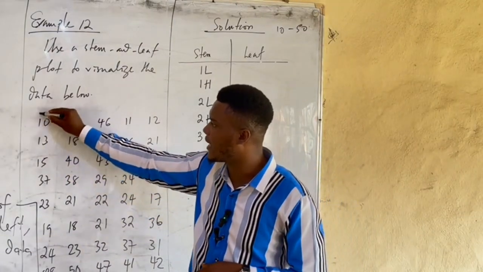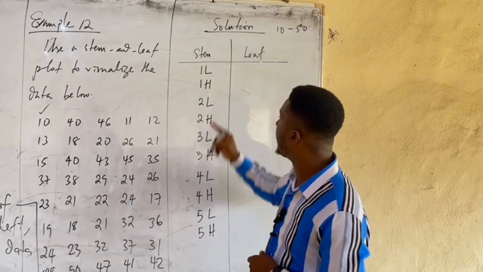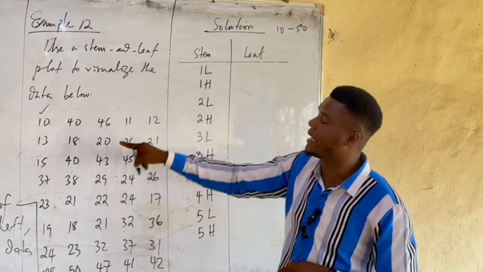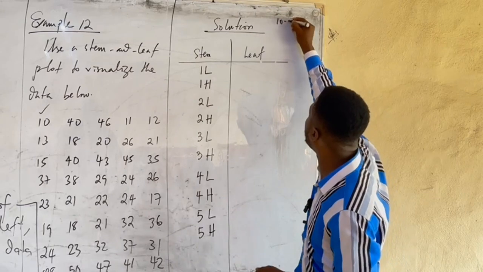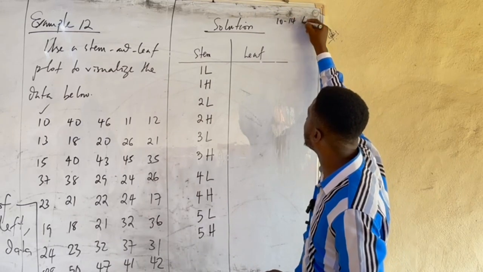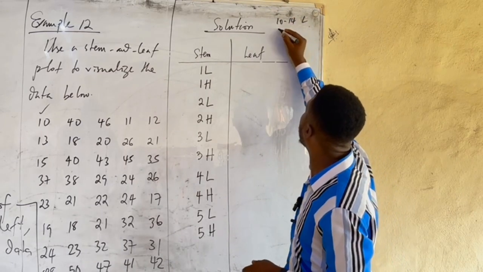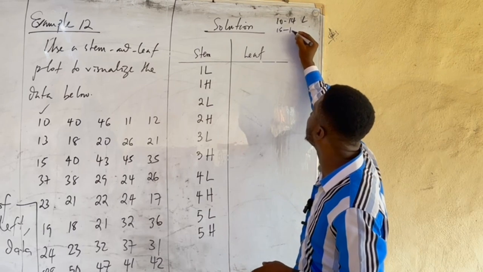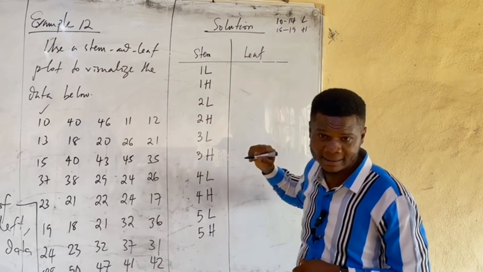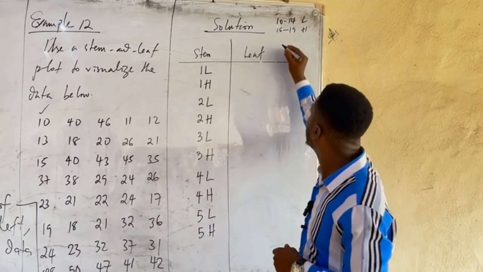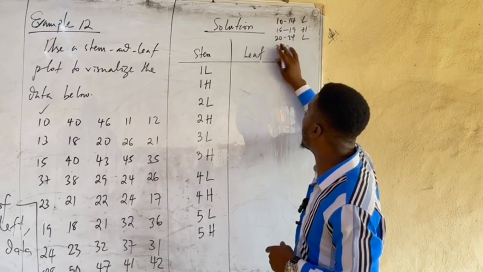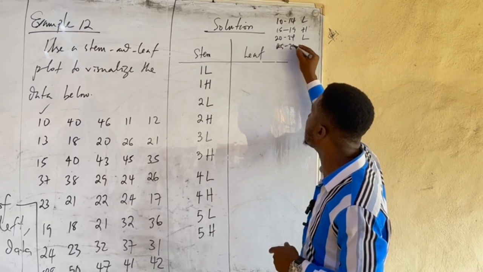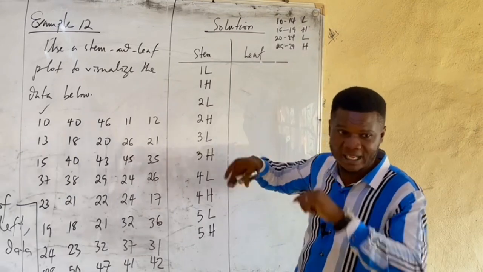10 is the first value. I will put, because 10 lies between 10 and what? 14. 10 to 14 is what? Low. 15 to what? 19 is high. Is it clear, everybody? 20 to 24, low. 25 to 29, high. And so on.